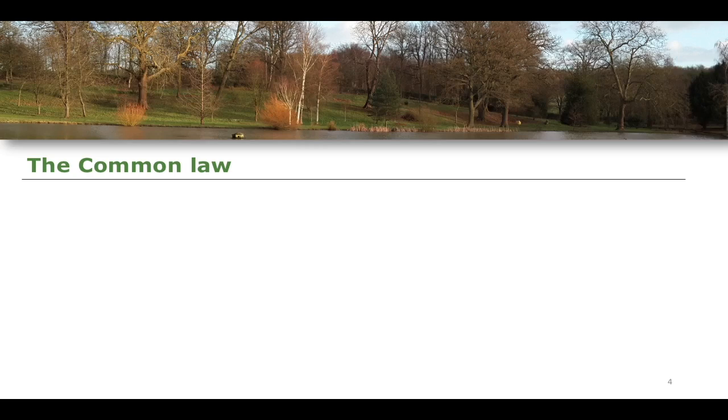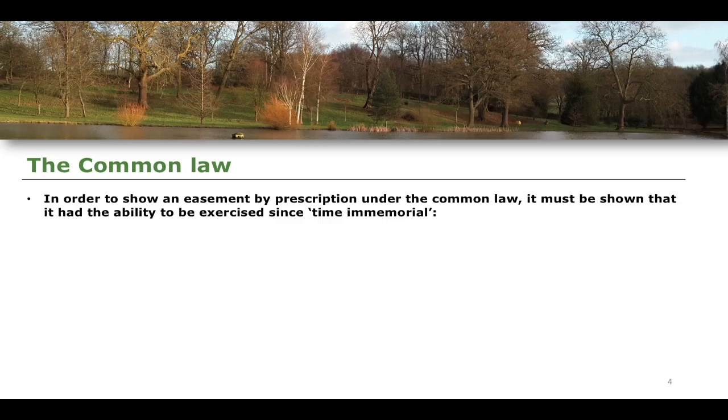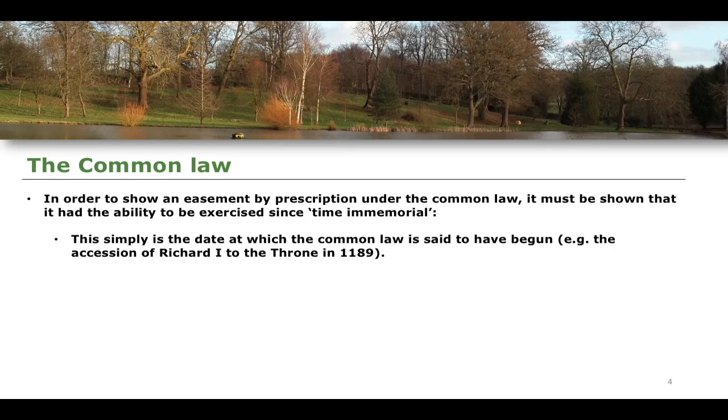Beginning first then with the common law prescription of an easement. In order to show an easement by prescription under this first route, through the common law, it must be shown that it had the ability to be exercised since, quote, time immemorial. What does this mean? Well, essentially, time immemorial actually refers to a specific date, a specific time period. The idea of time immemorial is the way in which we date the point at which the common law begins.